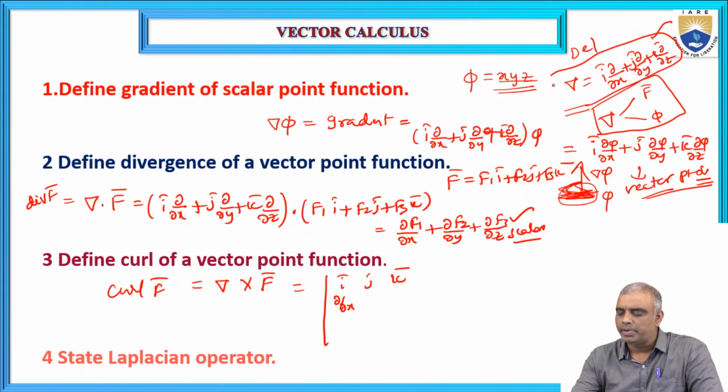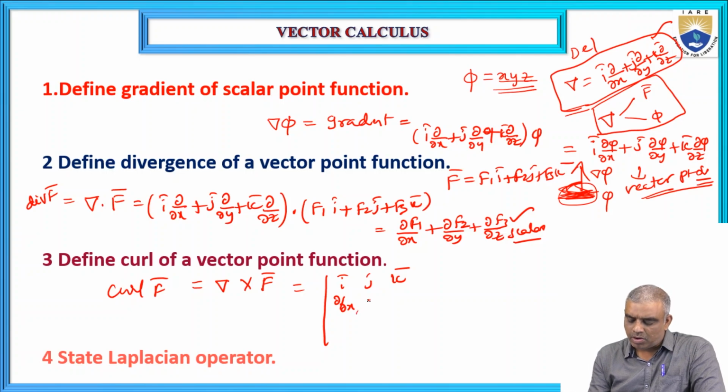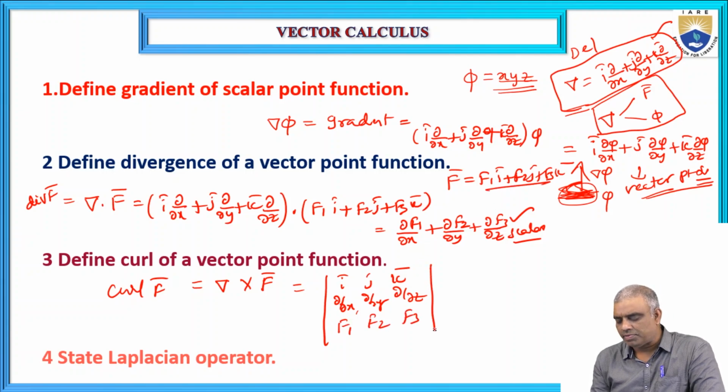Already I have mentioned here, del is i bar dou by dou x plus j bar dou by dou y plus k bar dou by dou z. The i bar coefficient dou by dou x is the first one, the j bar coefficient dou by dou y is the second term, and the k bar coefficient is dou by dou z. And coming to the vector f bar, the i bar coefficient is f1, the j bar coefficient is f2, the k bar coefficient is f3. On expanding, this will give you a vector, and curl f bar is always a vector point function.